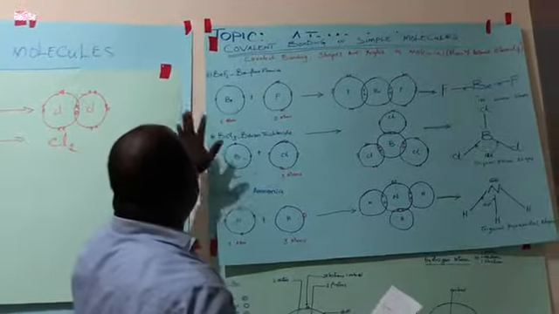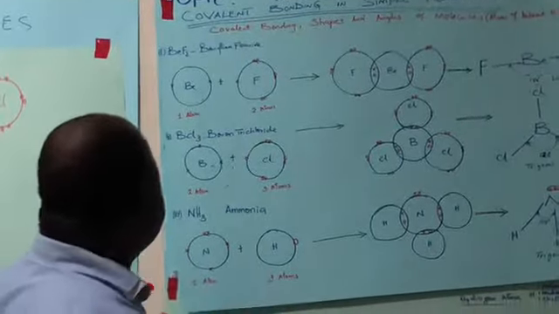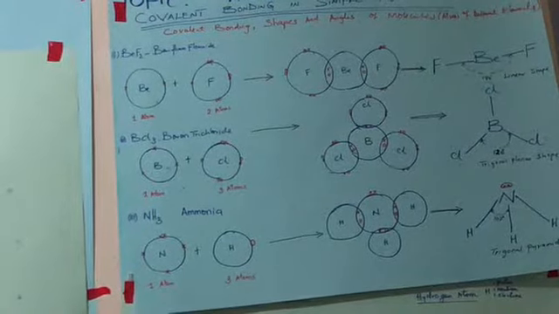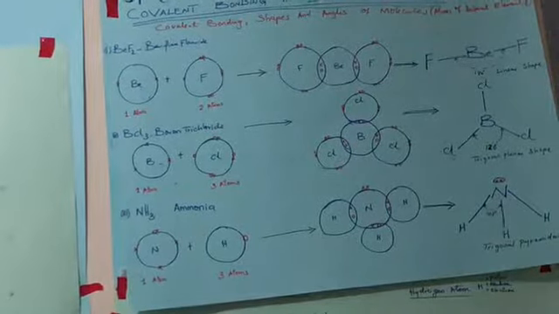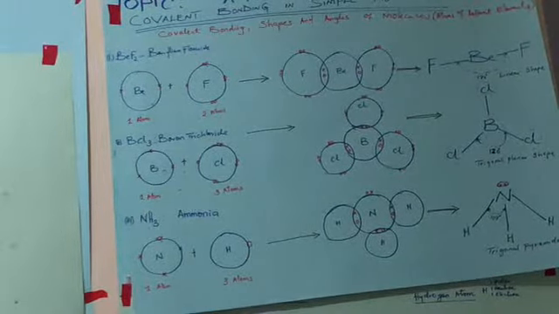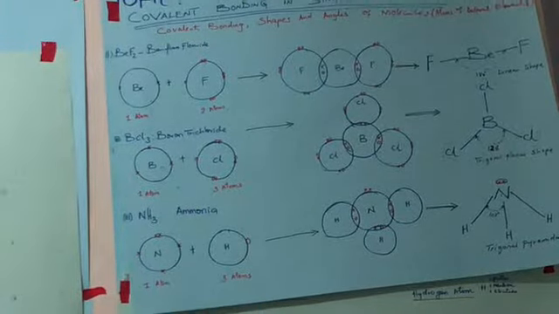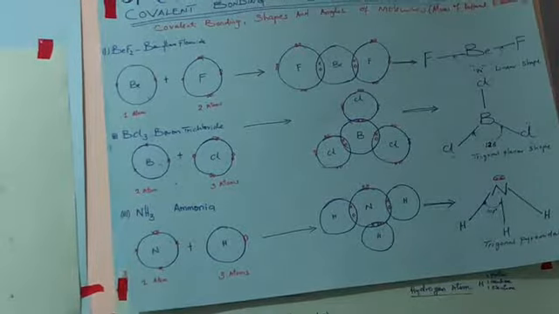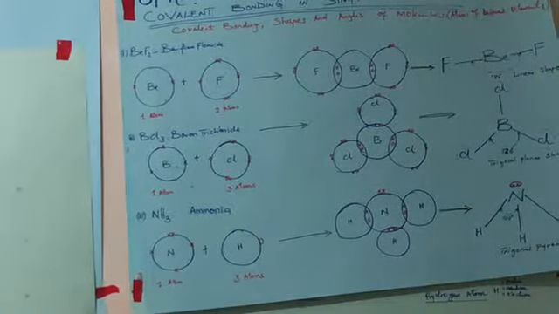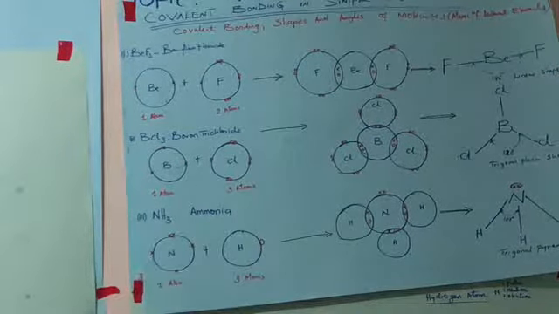The examples are beryllium fluoride, boron trichloride, ammonia, water, and methane. These are atoms of different elements coming together. And the policy for covalent bonding is for compounds with more than 2 atoms. For those, the first thing you must do is identify the central element.